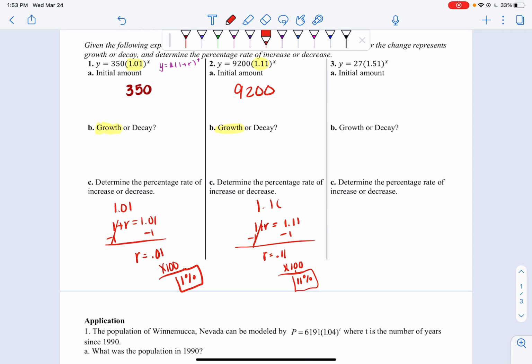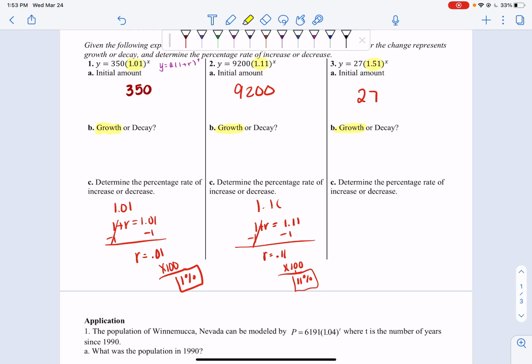Number 3. I have y equals 27 times 1.51 to the x power. First thing I have to ask myself is my initial amount. Well, I look, my initial amount is 27. So that's how much I'm starting with. And it's the number attached to your parentheses. Now I have to ask myself, is it growth or decay? So I look at my parentheses. I have a 1.51, bigger than 1, it's growth.